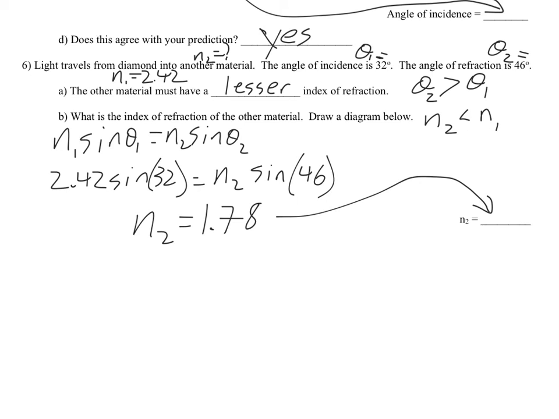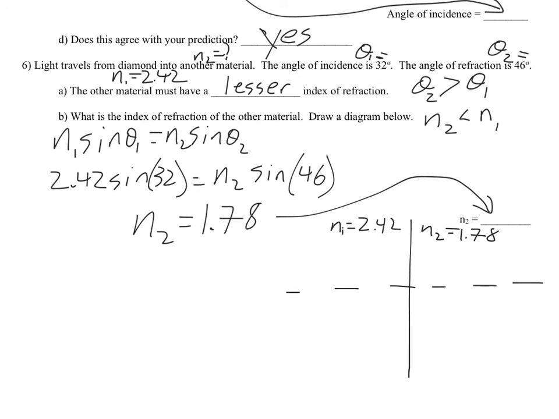So to draw this one, what does it look like? Well, we're going to start with our line between the two materials, then our dotted line, our imaginary normal. On the left-hand side, we have diamond. That's N equals 2.42. That's our higher index. And then over here, our N equals, I think it's 1.78.